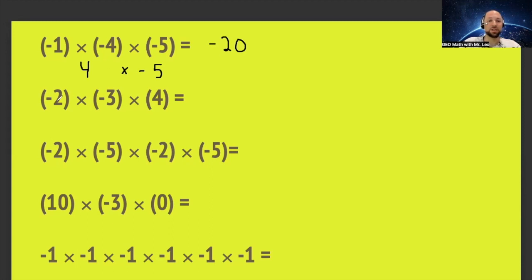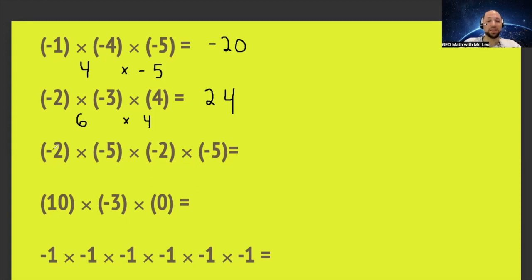Okay, the next one right here, we have -2 times -3 on the left. That's going to make a +6. Bring down the times 4. 6 times 4 is 24. You might ask about the parentheses here. They're just here to stay organized. This would be the same thing if there were no parentheses.